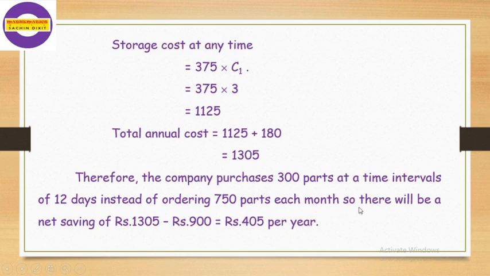So there will be a net saving of rupees 1305 minus rupees 900, which equals rupees 405 per year. So we can use this optimum policy, that the company purchases 300 parts at a time interval of 12 days instead of ordering 750 parts each month. So the company will save rupees 405 per year.